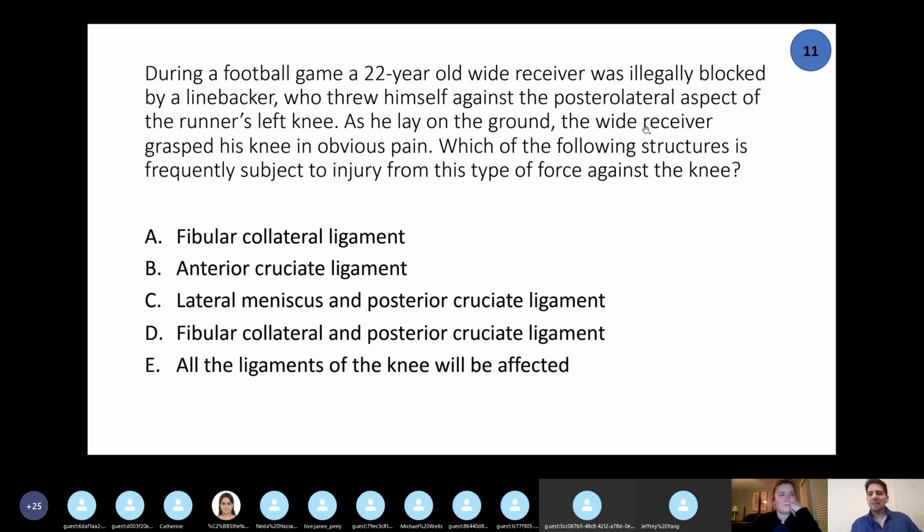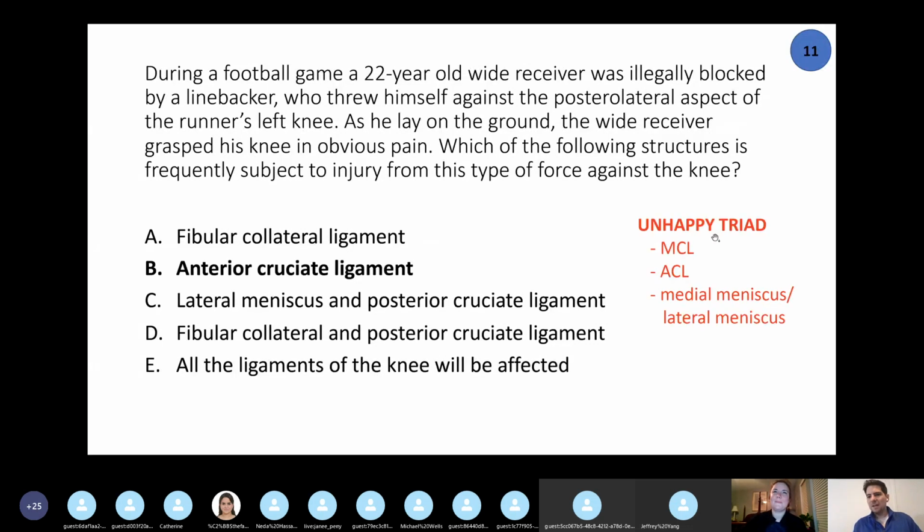All right, so this is classically how they're going to ask this question. Oftentimes they'll use some sort of sports injury, here football. The player gets hit posterior laterally. Does anybody know what this is called, this triad? Unhappy triad. Very unhappy, right? So here the ACL is what's going to be injured.